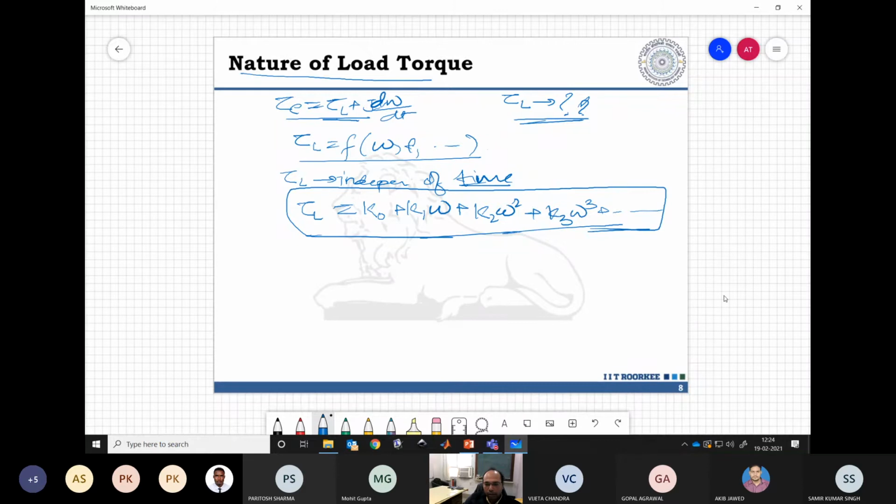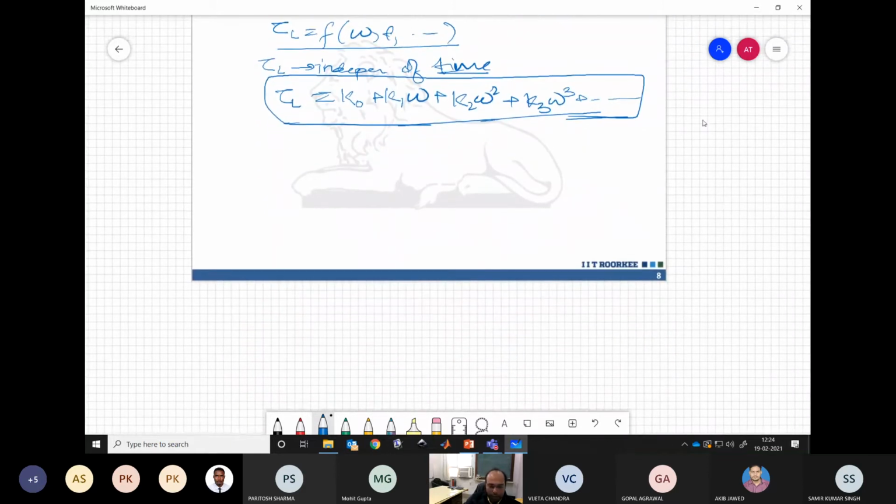Now, some of the torques could be of a very specific type. Let us say, first, if we talk about a load like a crane or some such application, here the load torque requirement is a constant value. It does not vary with omega. So we have to maintain a constant torque irrespective of any rotational speed. So the tau omega characteristic could look like this.